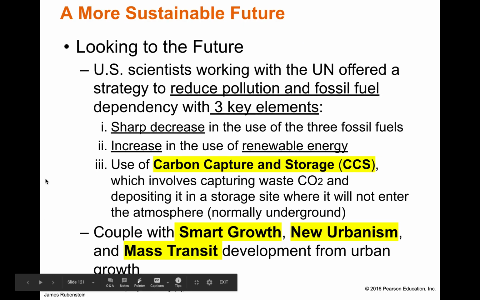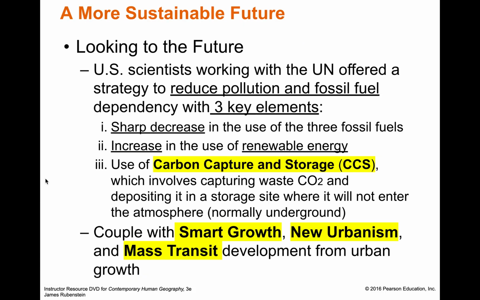All right, United Nations. Ways that they suggest that pollution can be reduced with fossil fuels. One is a sharp decrease in the use of the three fossil fuels. So we learned that one of the largest carbon emitters in photochemical smog is the automobile, which primarily uses petroleum. And then we know houses primarily use natural gas, and then large plants or industries or skyscrapers use coal.